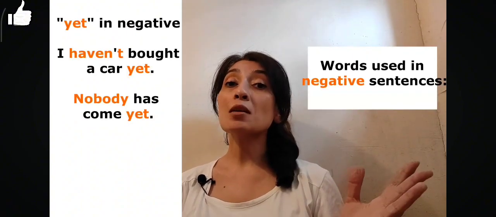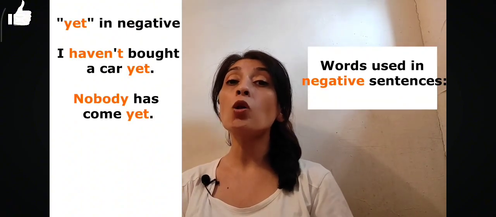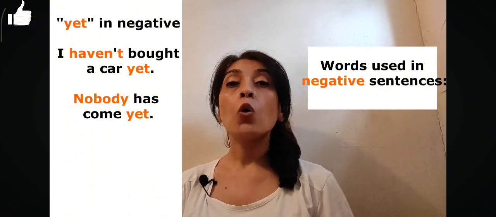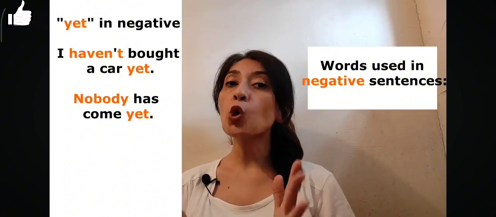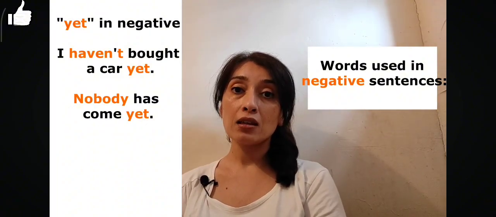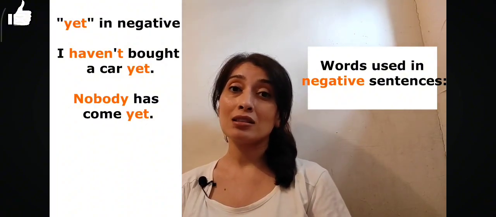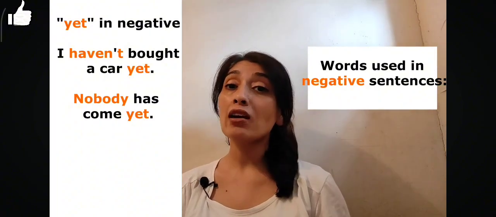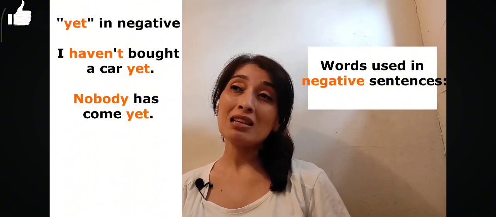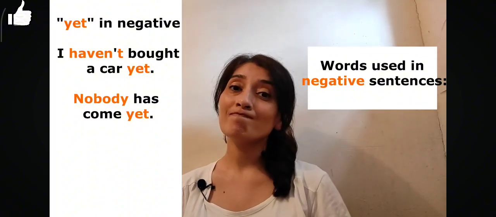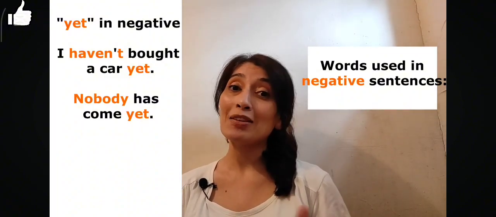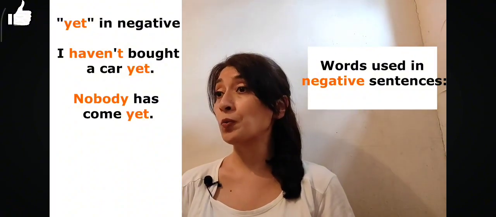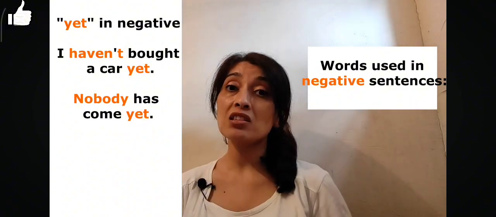There are also some words that are used only in negative sentences. For example, yet. We use yet when we talk about something that hasn't happened, but you expect it to happen. I haven't bought a car yet, but I plan to buy it when I have enough money. Nobody has come yet. I can't see anybody in the room, but I expect somebody to come.